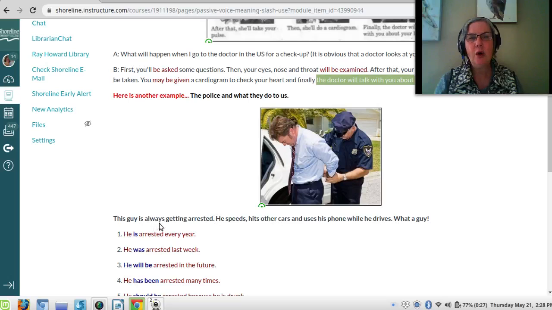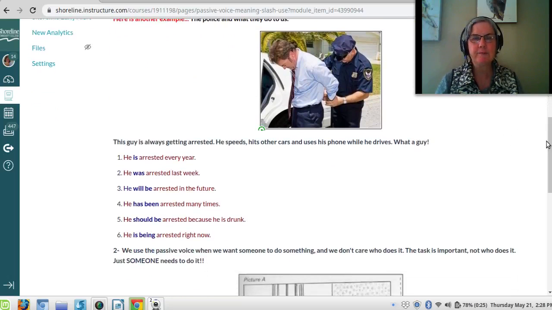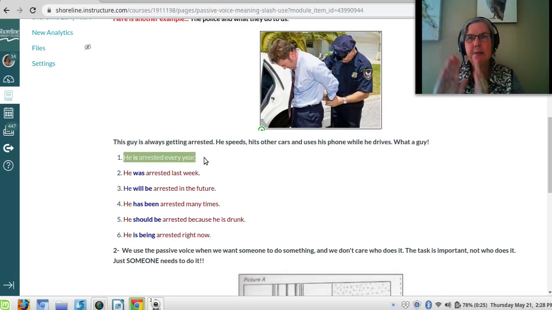The guy is always getting arrested. He speeds, hits other cars, and uses his phone while he drives. What a guy. So what happens to the guy? He is arrested every year by the police. So "he is arrested every year" means the police arrest him every year. Passive voice: he is arrested every year by the police. But I don't need to say "by the police" because "arrested" can only mean the police. The only person who can arrest you is the police.